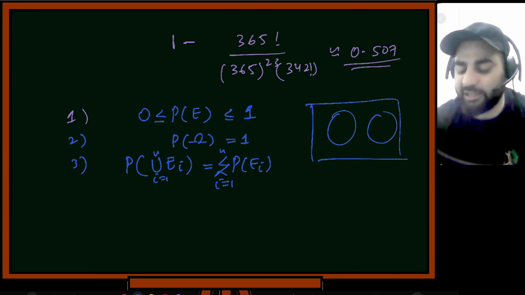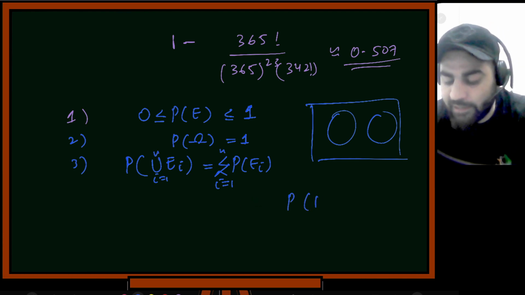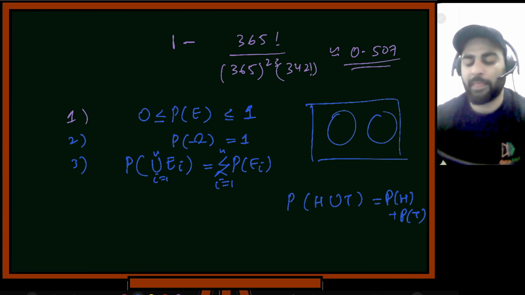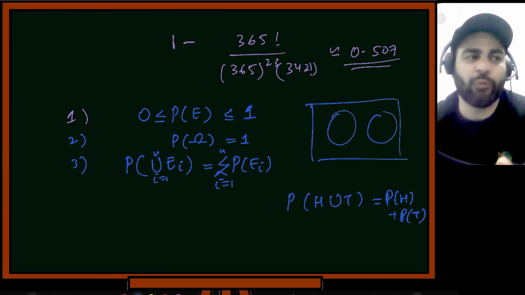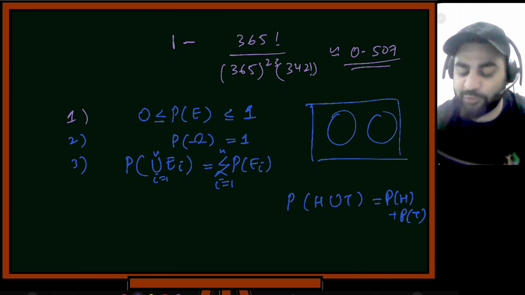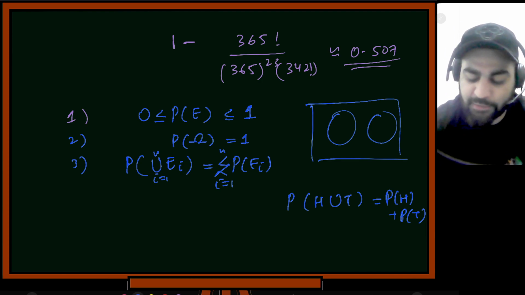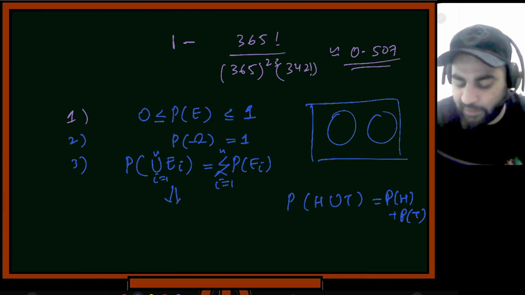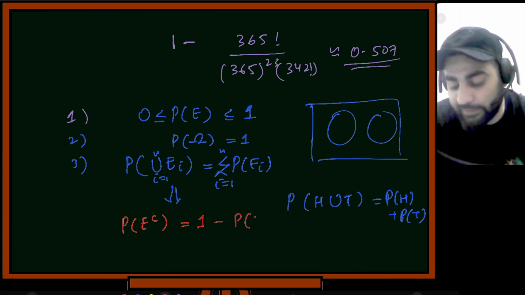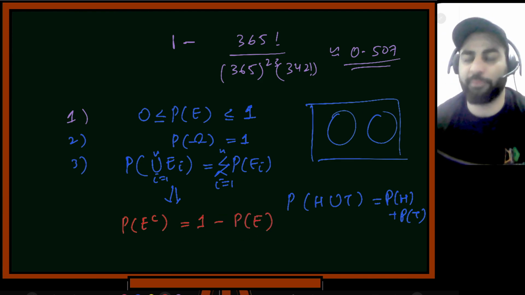So that's what I did here. So probability of head union tail is equal to probability of head plus probability of tail. Why? Because they are disjoint. They are not dependent on each other. We'll see what these disjoint are, and if there is intersection, we'll see all these cases. But here, from these three axioms, we could derive one of the properties. I said the probability of an event complement is equal to 1 minus probability of that event.